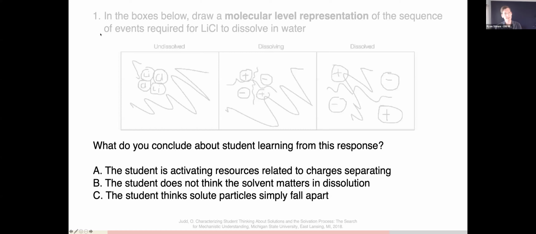Okay, we'll give you about 10 more seconds. Okay, please end and display the poll. The overwhelming favorite with 85% of the votes is response A. And I agree, I think that's very consistent with this conceptual ecology perspective on cognition. In the moment, in the context of this prompt, students thought they should depict something related to charges separating. That seems to be consistent.